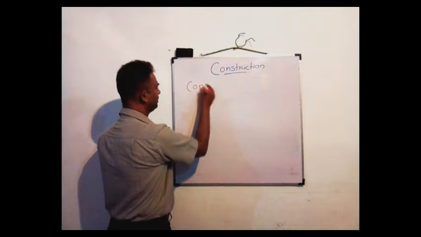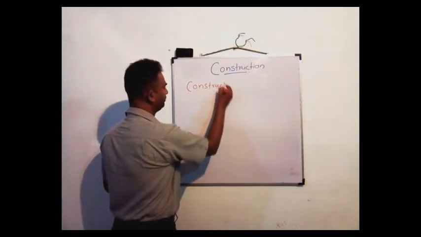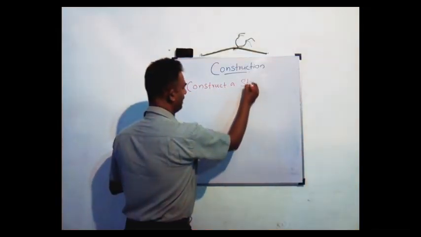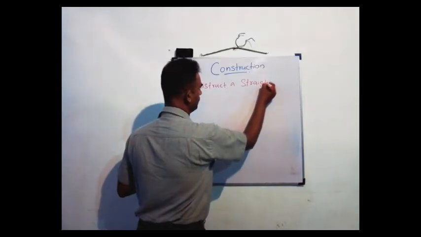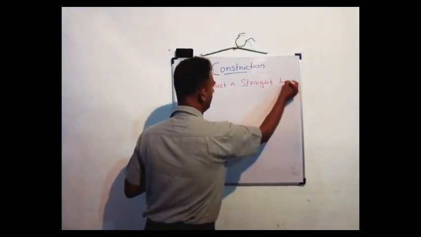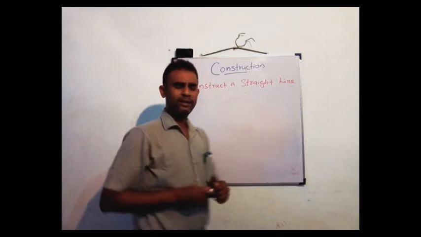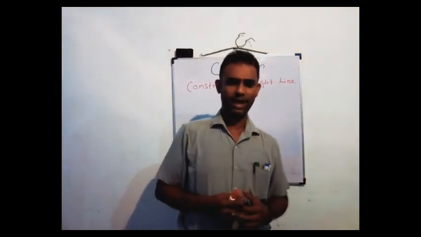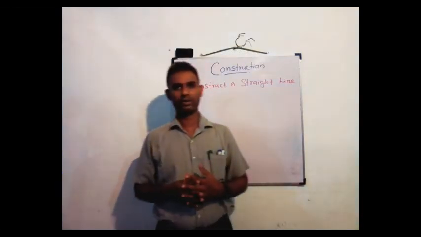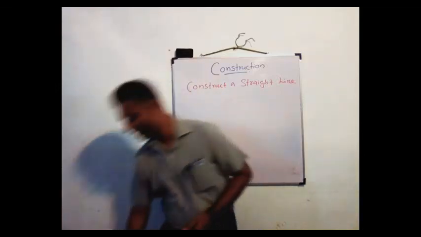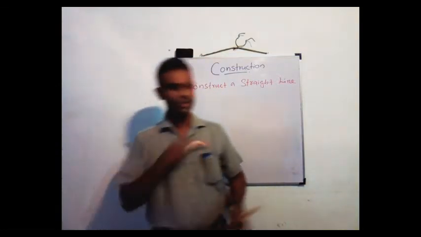Construct a straight line. You know that there are two types of lines: curved lines and straight lines.